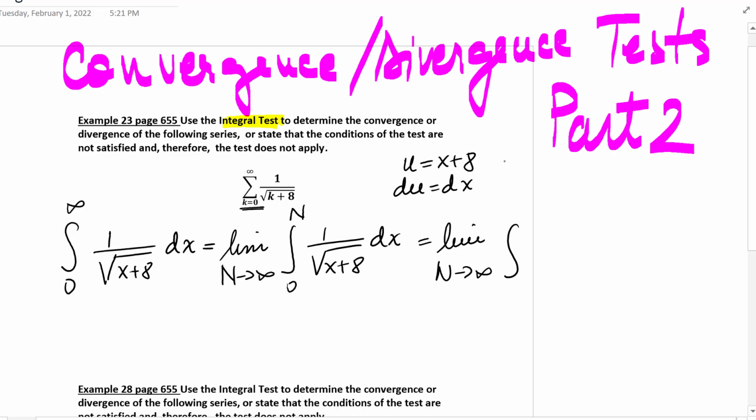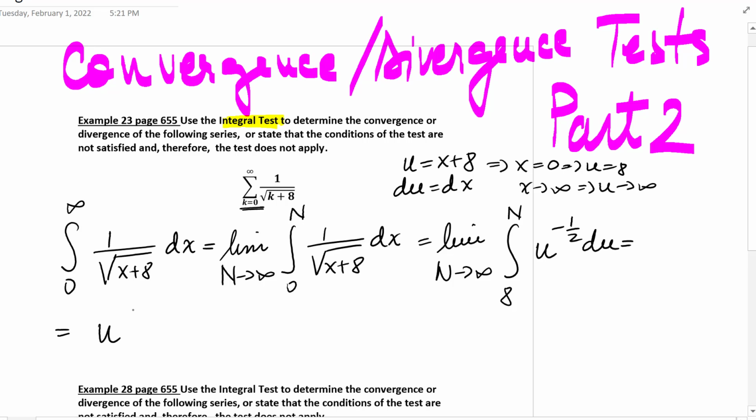So we get the limit as n approaches infinity of the integral, and now if x is equal to 0, u is equal to 8. So we start from 8, and if x is approaching infinity, u is going to approach infinity. So it's going to be the integral of 1 over square root of u, so u to the negative a half du. We can calculate this as the limit as n approaches infinity of u to the negative a half plus 1, that would be a half, over a half, so I can put a 2 in front, evaluated from 8 to n.